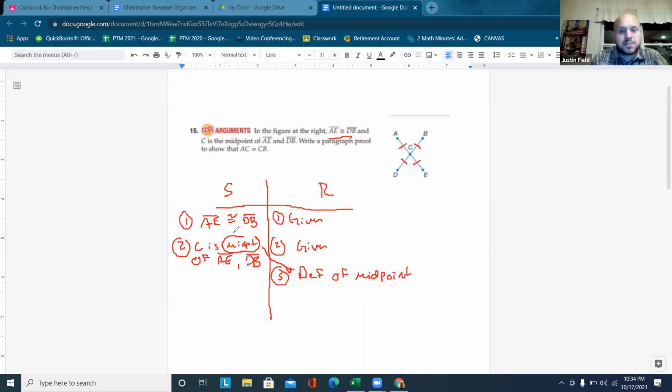So, we have that. And so now we can say, AC, because now we could say that, all right, I can say like this: AC plus CE equals AE. You know what that is? That's the segment addition postulate.